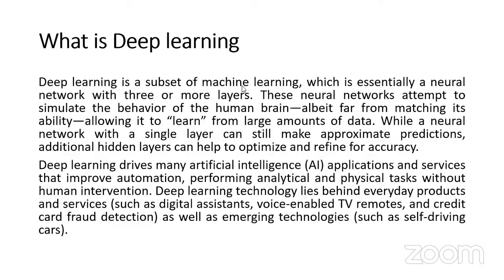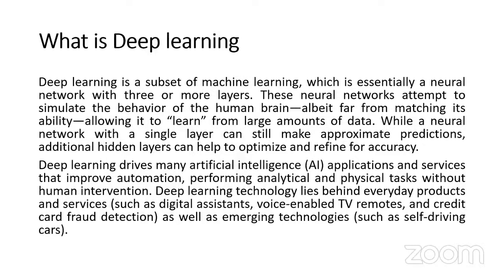So then what is deep learning? In our case, we're going to specifically see deep learning. So we need to see what deep learning is. Deep learning is a subset of machine learning, which is essentially a neural network with three or more layers. So in case of deep learning, there will be at least three layers: input layer, hidden layer, and output layer.